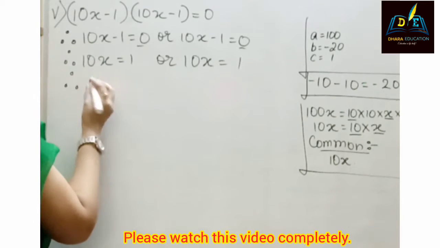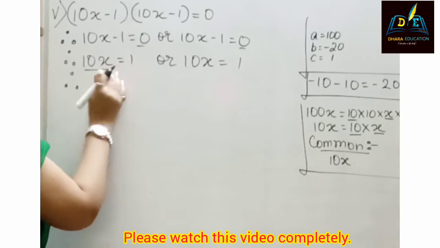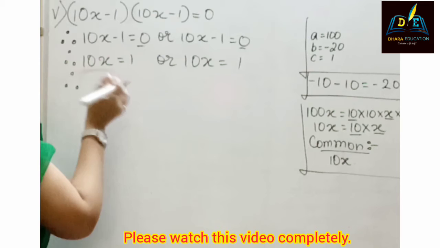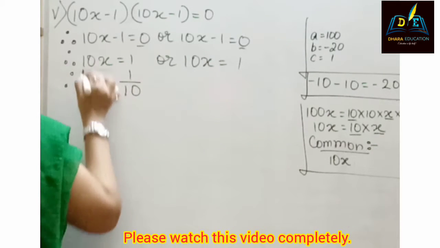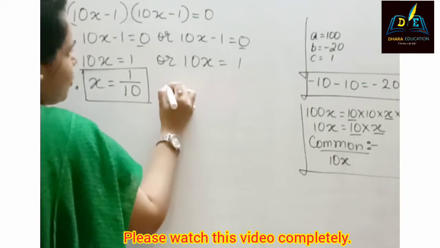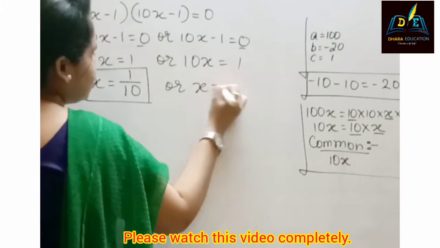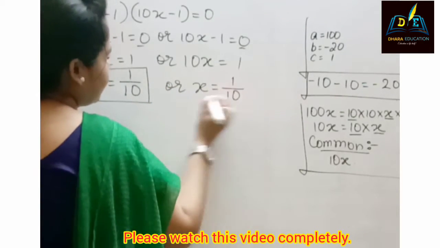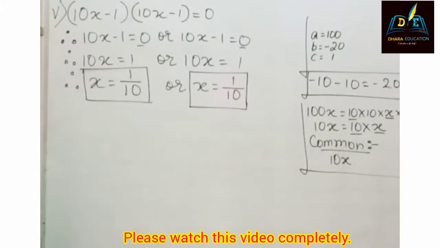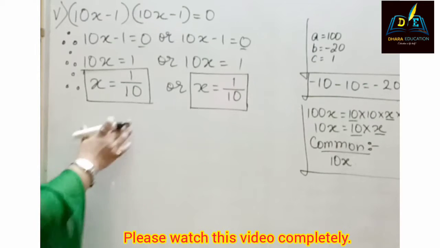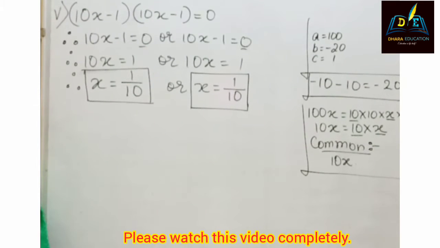Therefore, as it is in the multiplication, how will we write? x is equal to 1 upon 10. So students, this is the final answer. I hope you all got how to solve it.